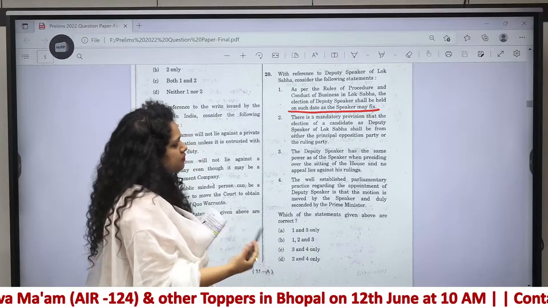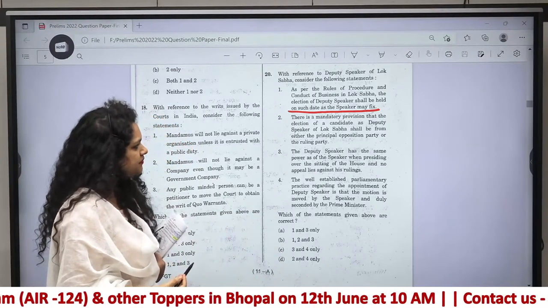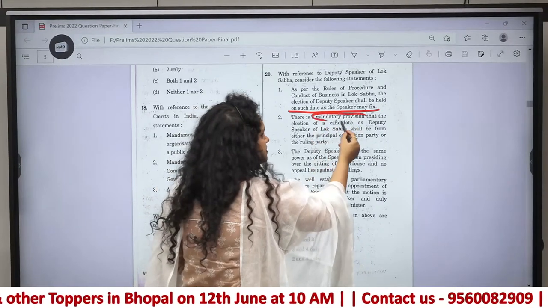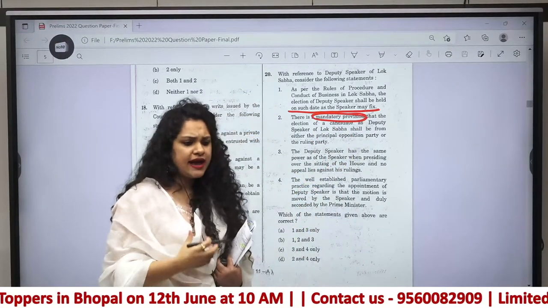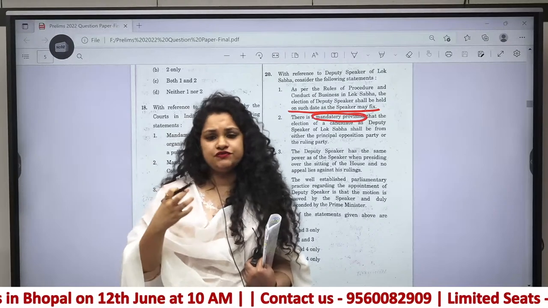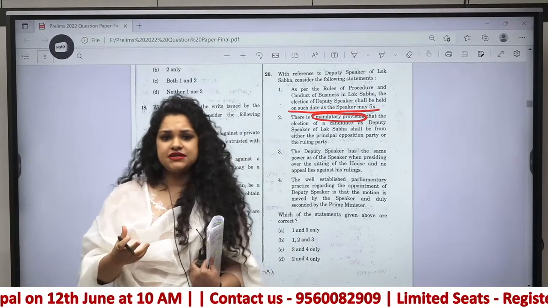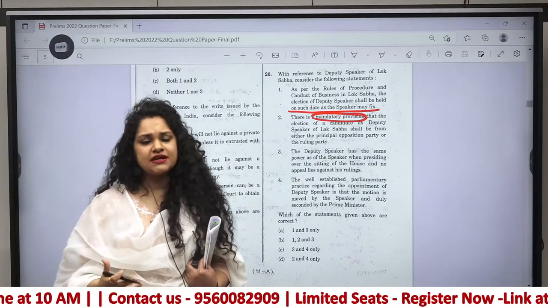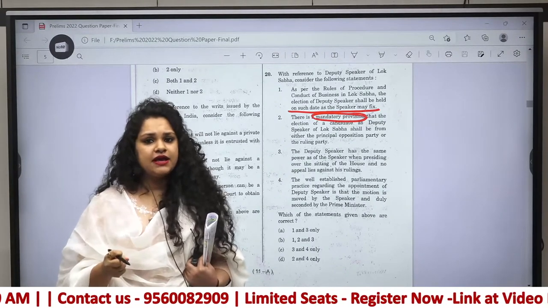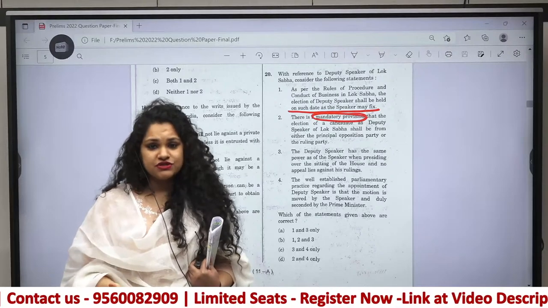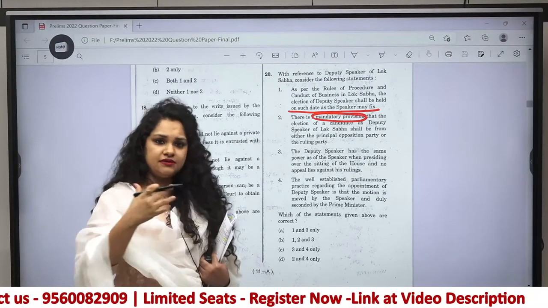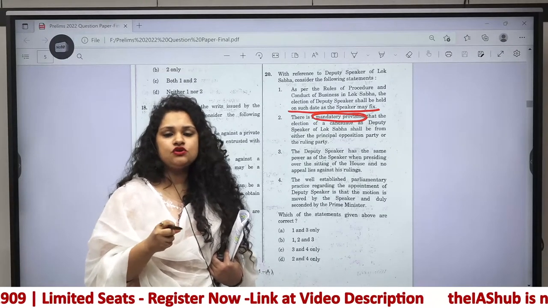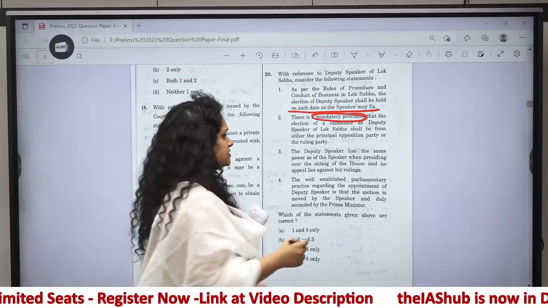There is a mandatory provision that the election of a candidate shall be from either principal or opposition. Now, you see, there is a mandatory provision. If you have read Polity and you've absorbed how conventions are made, then things like these are best left to convention and normal practice rather than a mandatory provision, right? So this is more of a convention rather than a mandatory provision. And there have been various other cases where we have seen that there is no mandate as such for certain provisions, right?